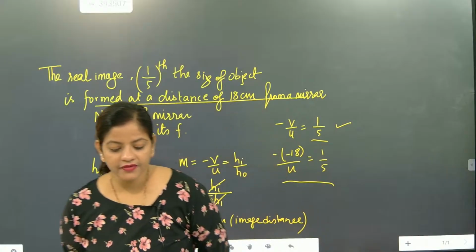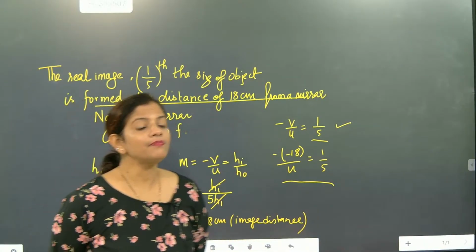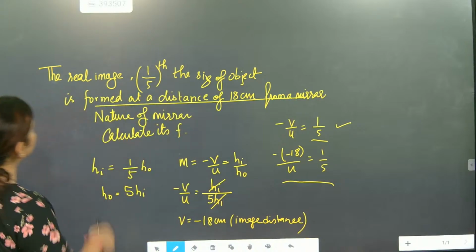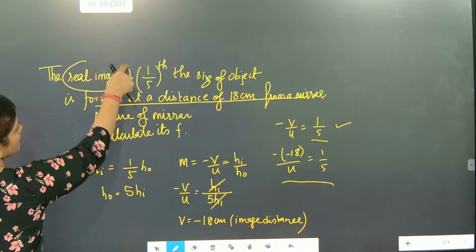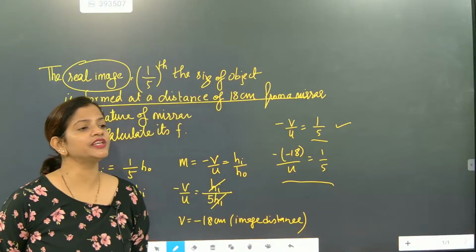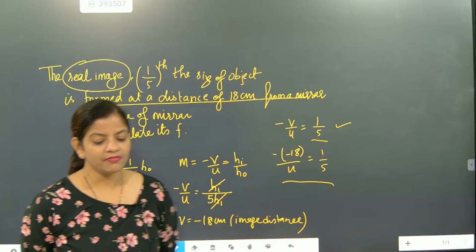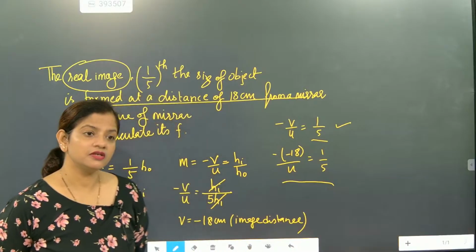The answer here will be yes, it will be minus. Because why? Because here what word have they used? Real image. And for a real image, magnification is minus. Understood? For a real image, magnification is minus.